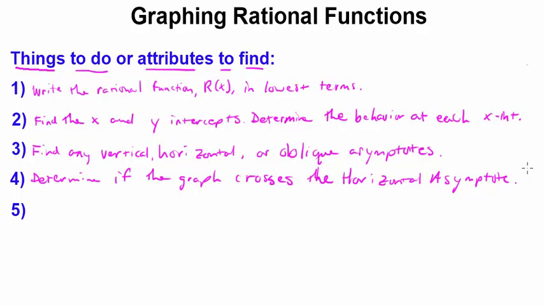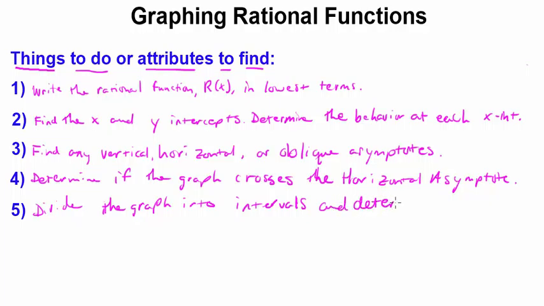Number 5, the last thing, is to divide the graph into intervals. These intervals are based on the vertical asymptotes, and we determine the behavior near each asymptote.